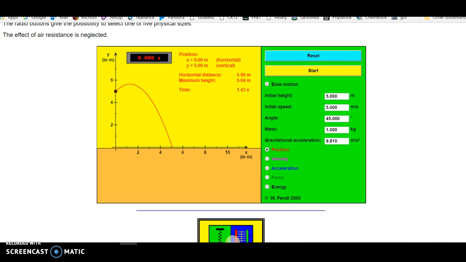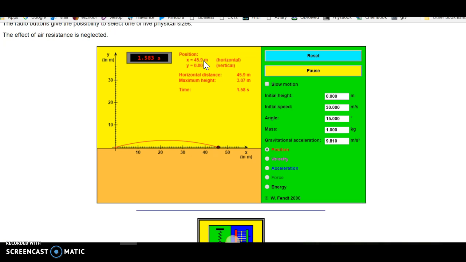So let's input our data. We know that our initial height is 0 meters. We know our initial speed, 30 meters per second. Our initial angle is 15 degrees. And if we fire this projectile, boom. We've got a landing position of 45.9 meters, very close to 46, which is what we had.